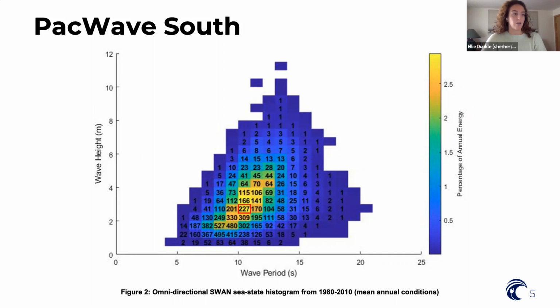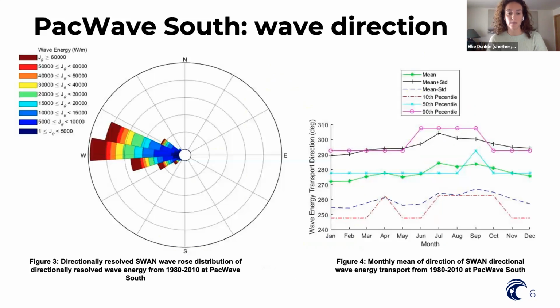And this is important to know for not only people interested in the sea states off the coast of Oregon and the PacWave region, but also so that wave energy converter developers can know what kind of sea states they're dealing with and how long and often these occur on average per year.